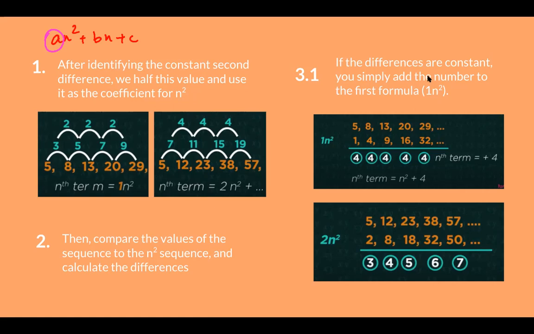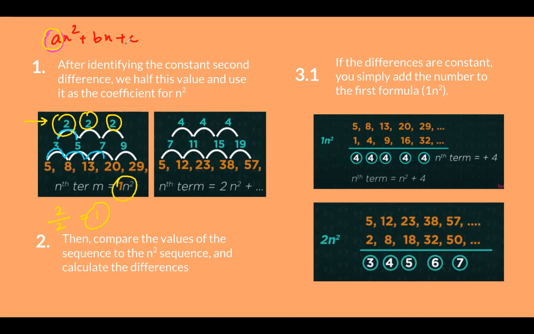You create the difference table. The example is 5, 8, 13, 20, 29, and so on. The first difference is 3, 5, 7, 9. The second difference is clearly 2, 2, and 2. This term a is found by simply dividing the second difference by 2. So the second difference is 2 here; you divide by 2, that's 1. So the coefficient of n squared is 1, and that's how you get 1n squared.